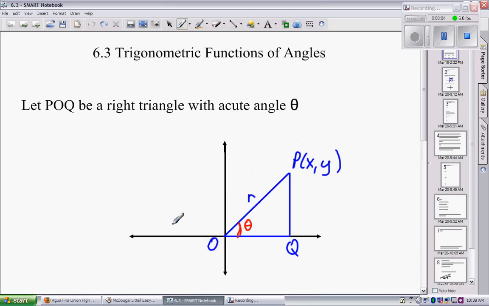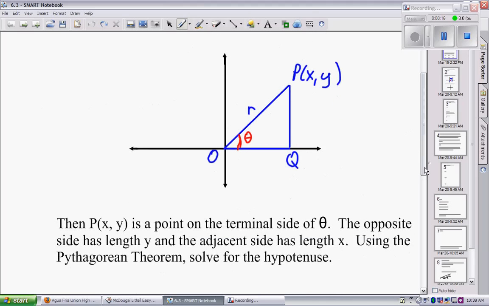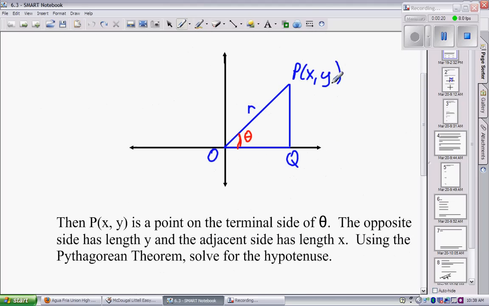6.3 Trigonometric functions of angles. So we have POQ as a right triangle with acute angle theta coming out from the origin. Point P has the coordinates x, y, and it's on the terminal side of theta. The opposite side from theta is going to have length y, because that's how far up it went. The adjacent side will have length x, because that's how far it came out.